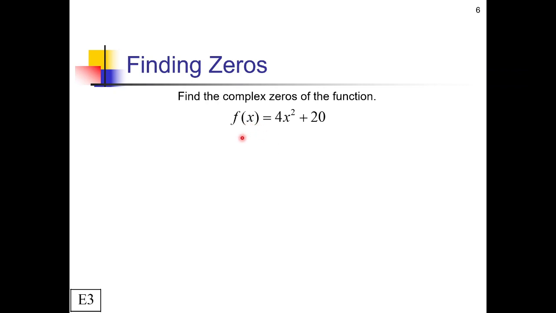All right, so just like before, we're going to set this thing equal to 0 and get x squared by itself and square root. So we can subtract the 20, divide by 4, so that's negative 5 over there. And then if I square root both sides, now I've got plus or minus the square root of negative 5, which, taking out the i, I can call plus or minus i radical 5.